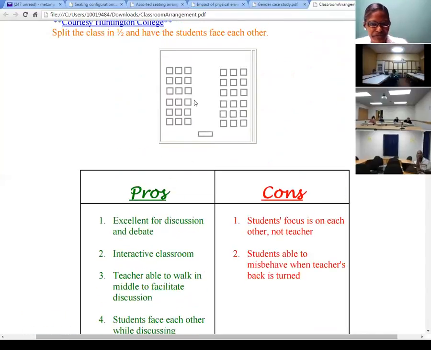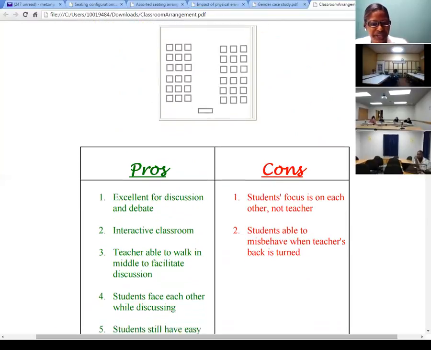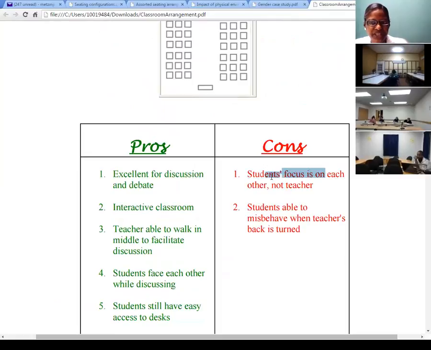That's a setting, but they're facing each other. They're not facing the teacher, they're facing each other. But here comes the but. Big but here: students focus on each other, not the teacher. I can see all kinds of things going on in this classroom here. And then it says students are able to misbehave when the teacher's back is turned.